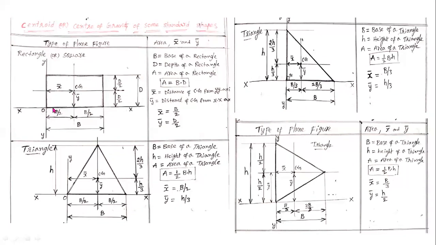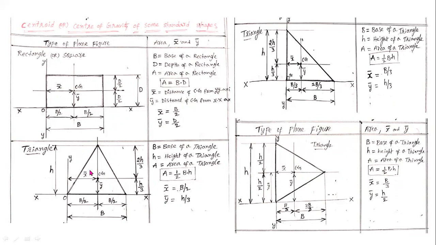Here you can observe this is a rectangle. The rectangle, CG is the centroid of the rectangle. X bar, Y bar are the centroid distances. X bar is the distance of the centroid from the Y axis. Y bar is the distance of the centroid from the X axis. So here you can observe the centroid of a rectangle or square always lies at a distance of half of the base and half of the height.